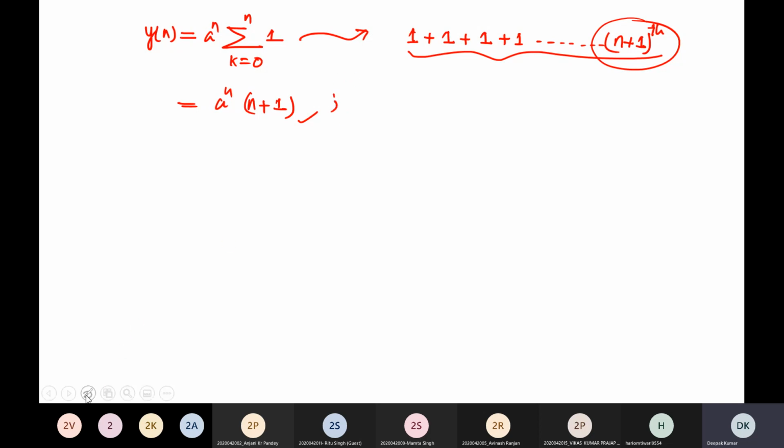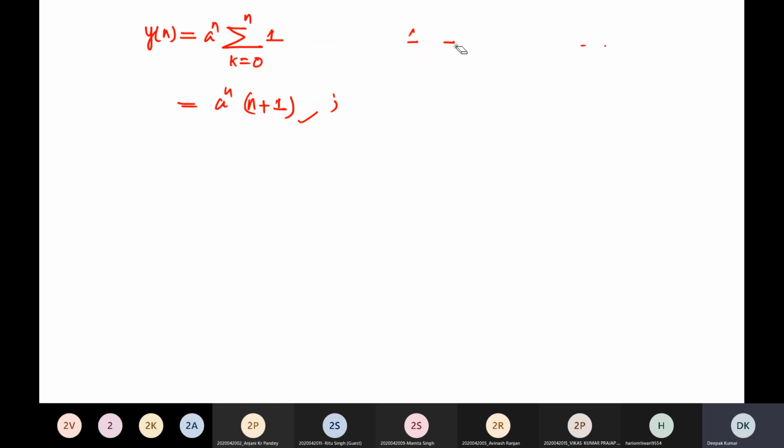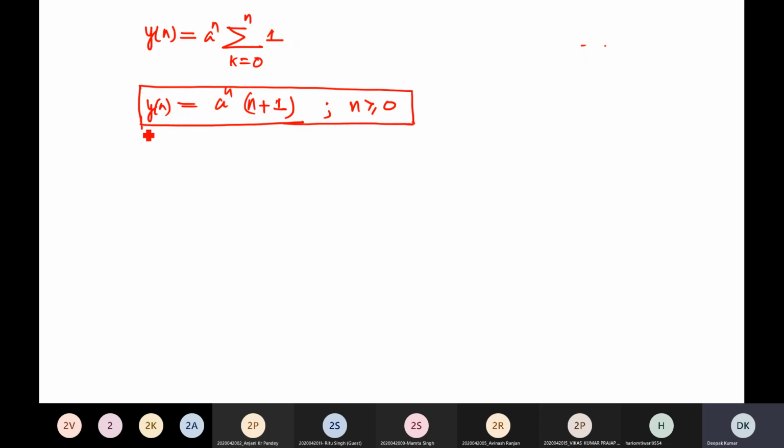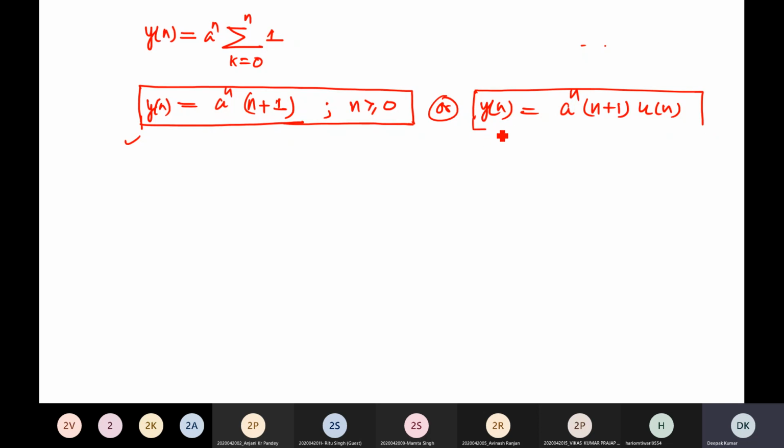This value is defined in the range of n greater than or equal to 0. Y of n will become this for n greater than or equal to 0, and this is your output of the system. So in this way, or there is another way of writing the same expression as a to the power n into n plus 1 into u of n. So either way you can write the same expression. This is the final response of the system.